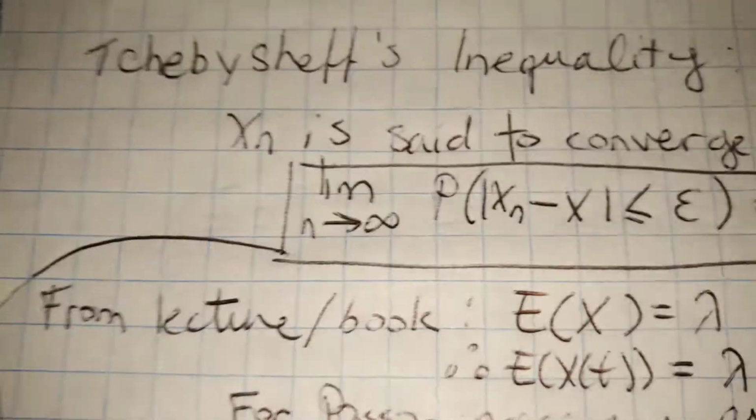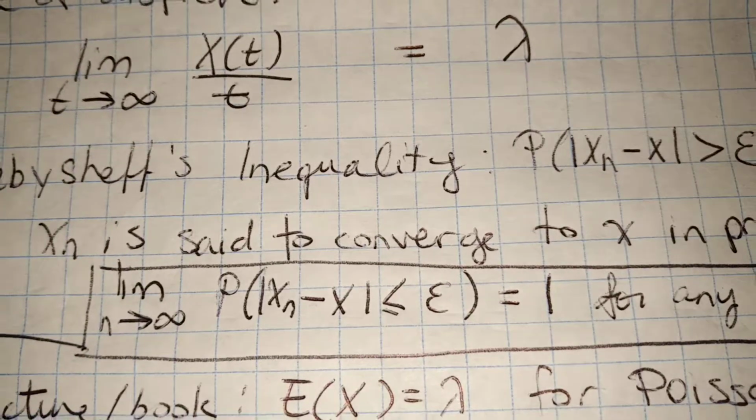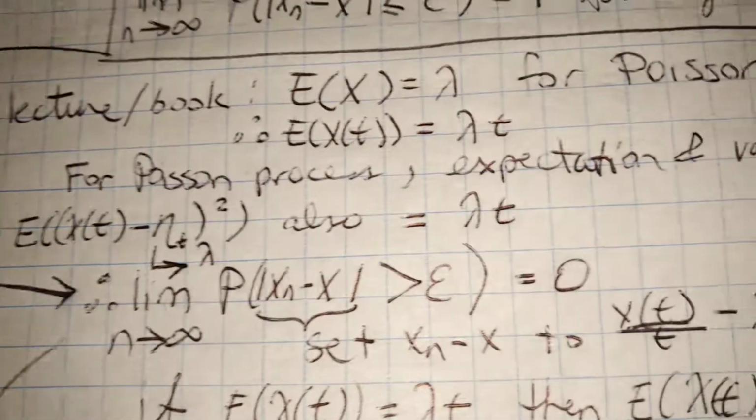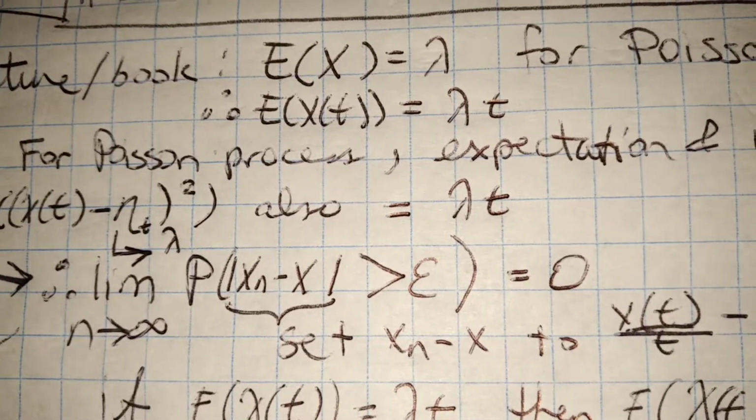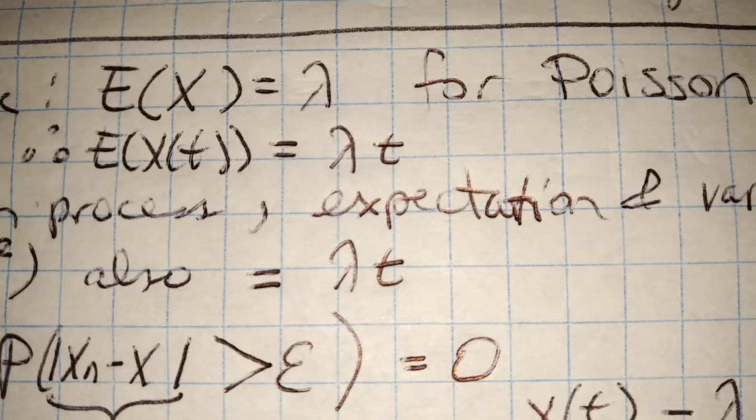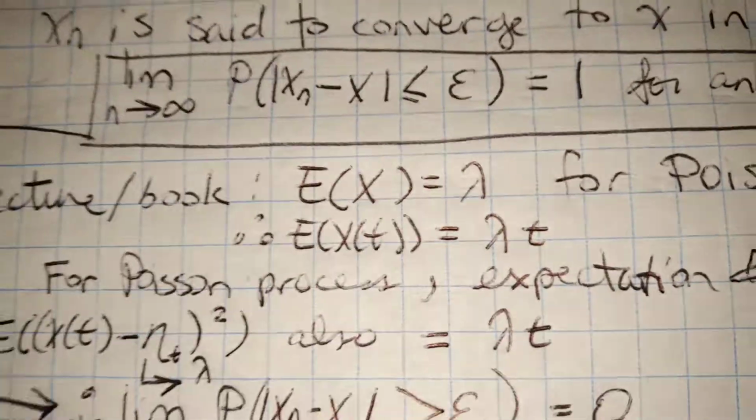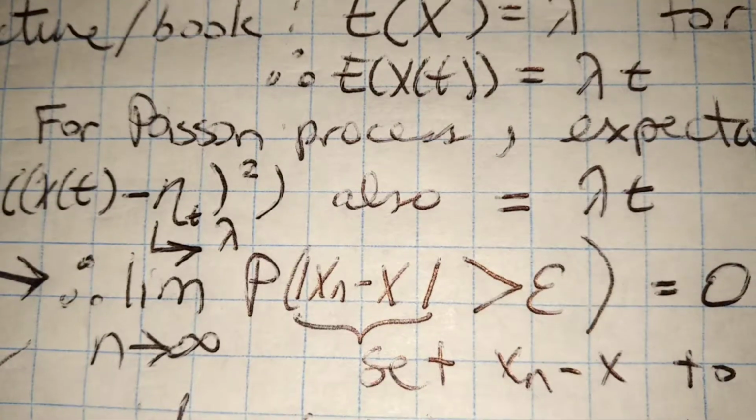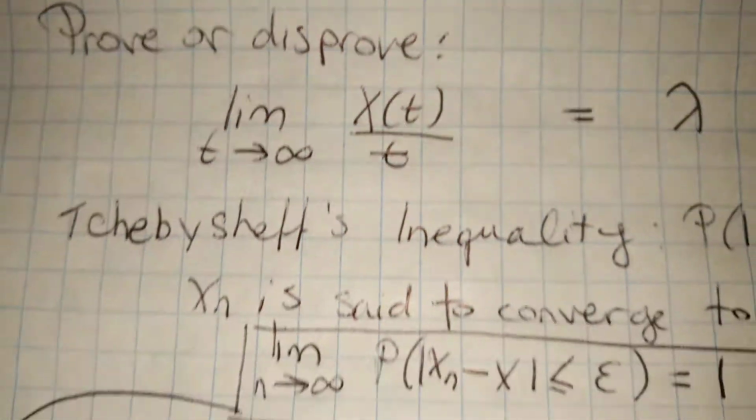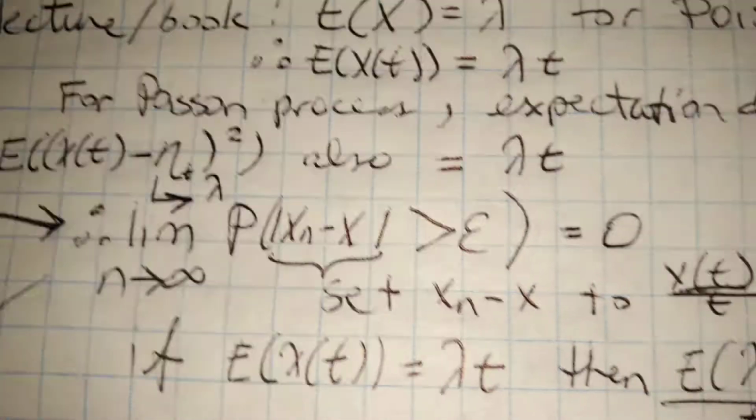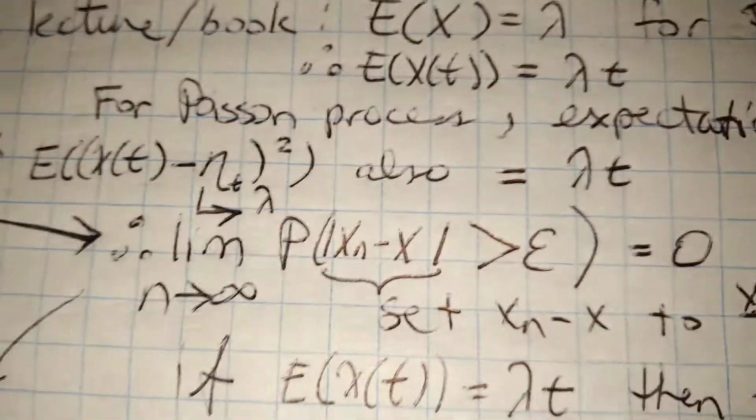So going by this theorem here in the box, we can rewrite this as the limit as n approaches infinity of the probability that the absolute value of Xn minus X is greater than epsilon is equal to 0, right? Because the other way around it's equal to 1. So then, because we're looking to prove this equation here, we set the absolute value of Xn minus X equal to X(t) over t minus λ.